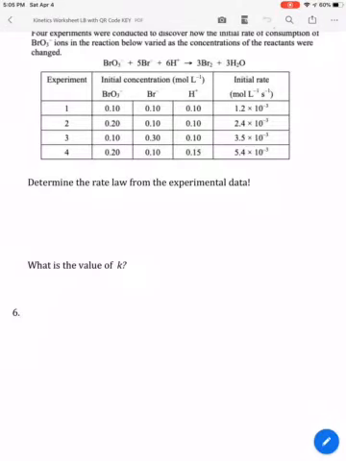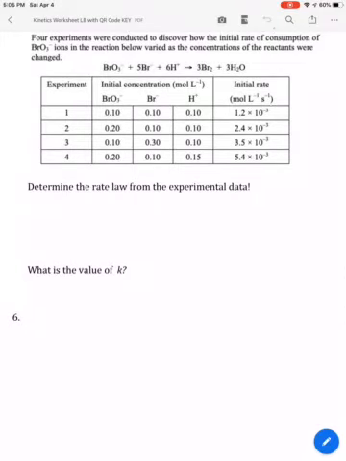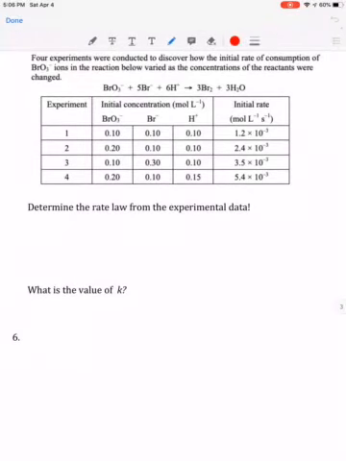This problem will take a little bit more time, so I'll get started very quickly. In this problem, we have 4 sets of data from an experiment, and we are asked to determine the rate law. In order to determine the rate law, remember we're going to be looking at these 3 reactants.